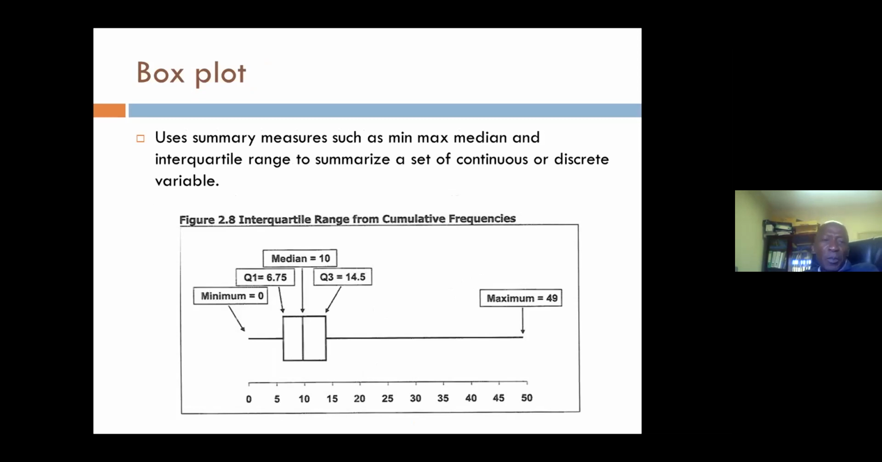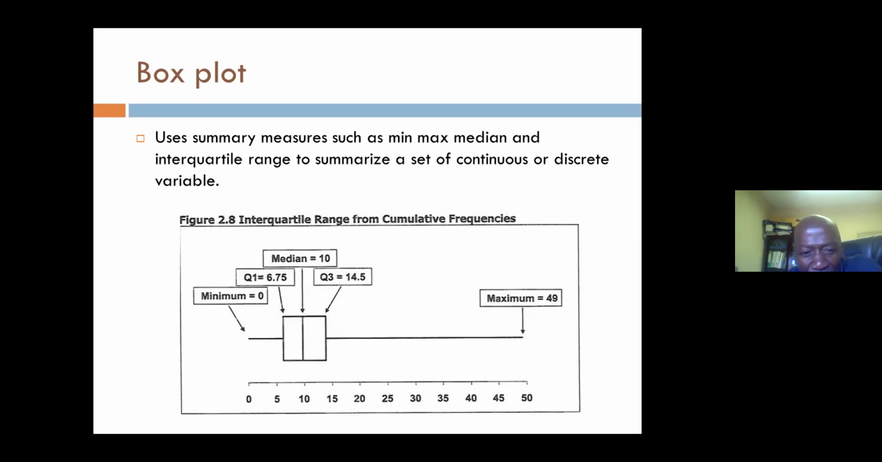An example of a box plot there. It uses summary measures: the minimum value in the data set, the maximum value, the median, and the interquartile range, which is Q1 and Q3. That's an example of a box plot that shows you the way the data set is distributed. When you look at that data set, you can see that there's an extreme value. That maximum value of 49 stands out because there's a long stretch from the box, from Q3.